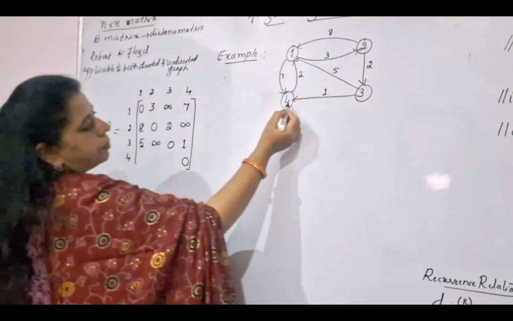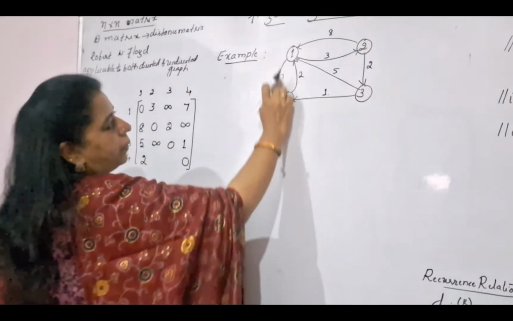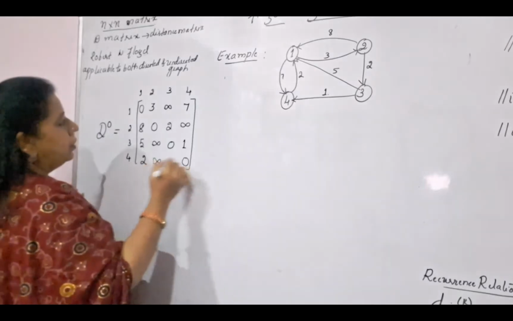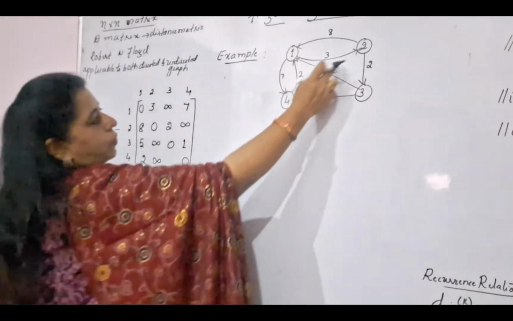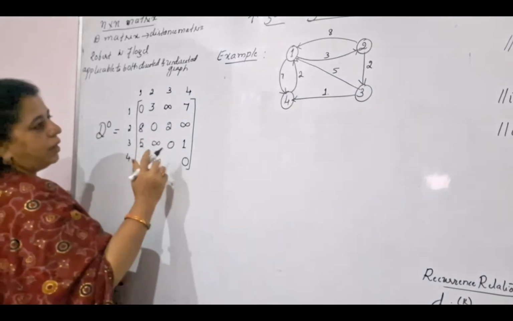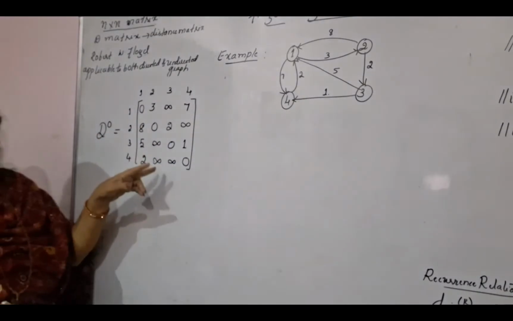4 to 1, you have 2. Then 4 to 3, infinity. Then 4 to 2 is also infinity. So this is your initial matrix. The values are written over here.